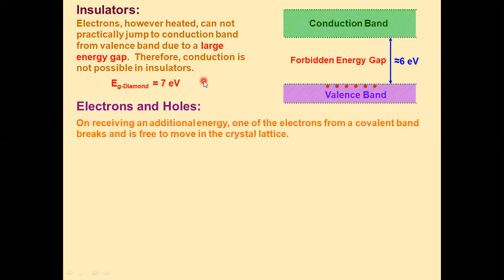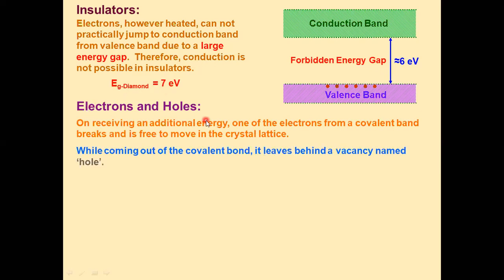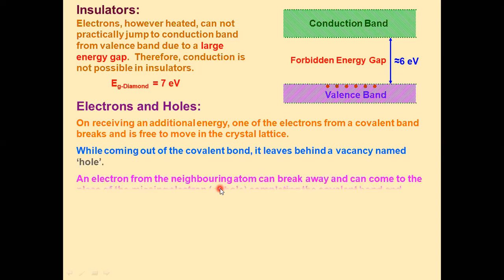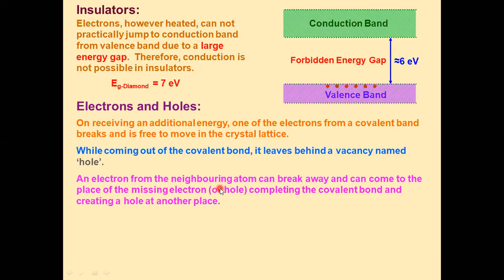Then, to understand the next part, you have to know the concept of electrons and holes. When some energy is supplied to the electron, this electron moves from the valence band to the conduction band by breaking the bonds. While coming out from the valence band, it leaves behind a vacancy, and this is known as a hole.